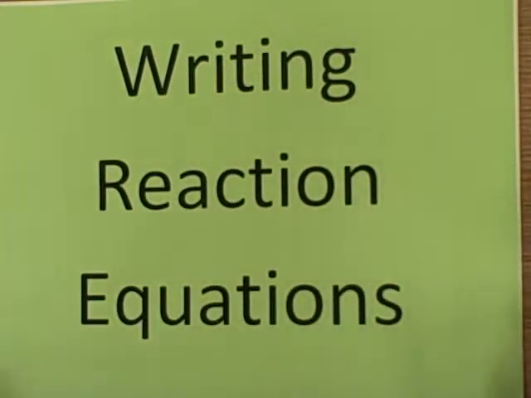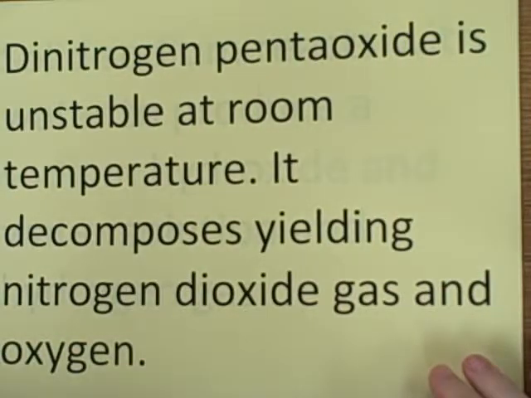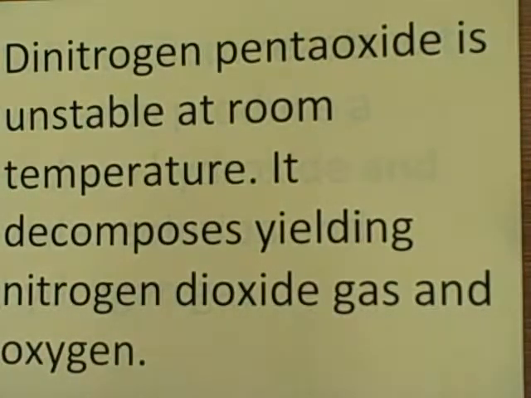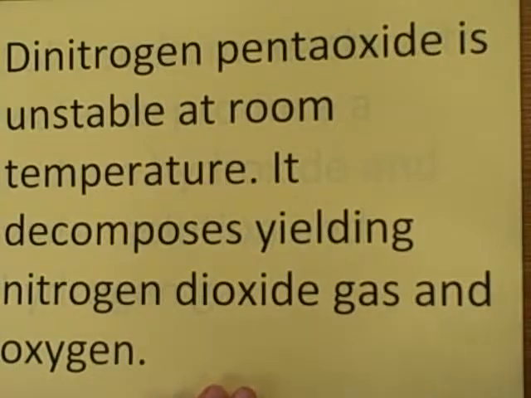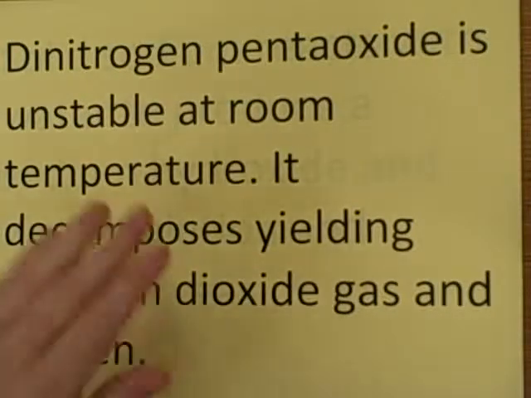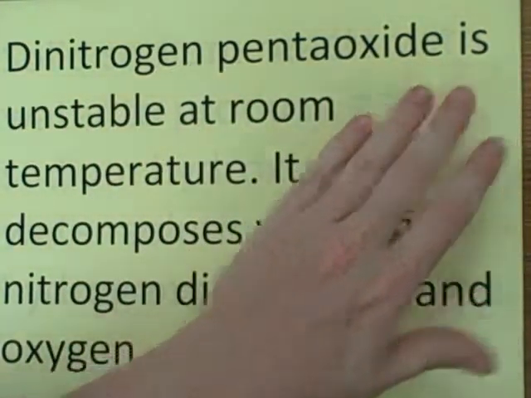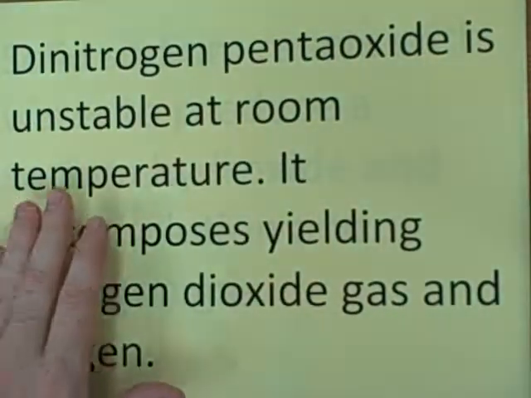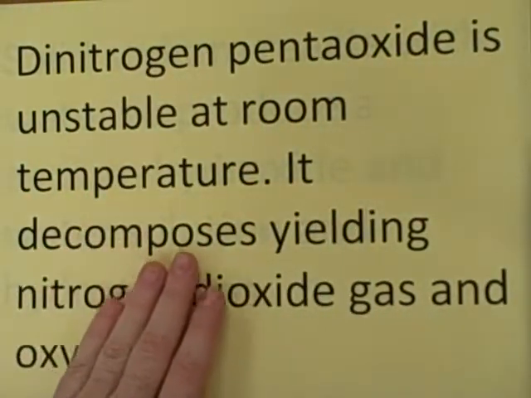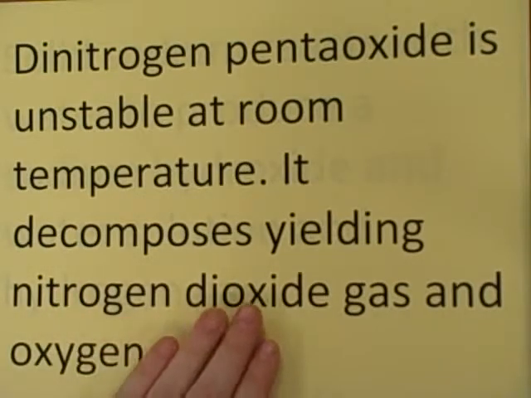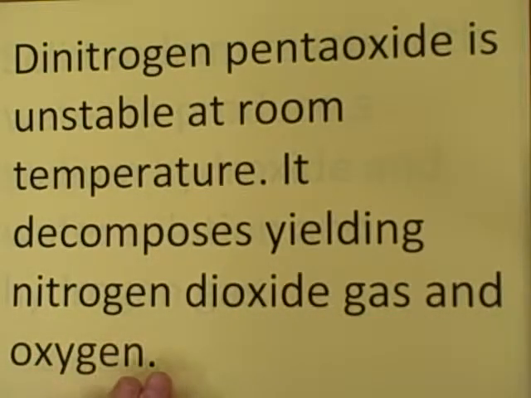This tutorial is on writing reaction equations. A reaction is when a compound or an element reacts with another compound or an element to form two new compounds or elements. Here we have a written equation. This is what's happening in our reaction. Dinitrogen pentoxide is unstable at room temperature. It decomposes, yielding nitrogen dioxide gas and oxygen.